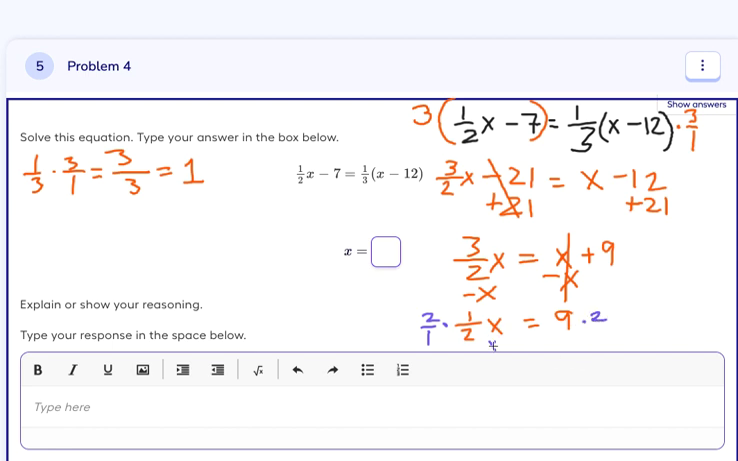And then we would get x is equal to, 9 times 2 is 18. X is equal to 18. And then you can always double check your answer by going back to the original equation, plugging in the 18 for x, and solving to see if you get a true statement. That something is equal to something, but that it's a true statement.